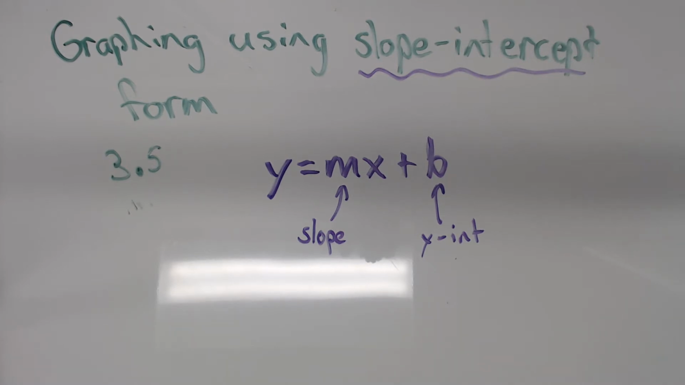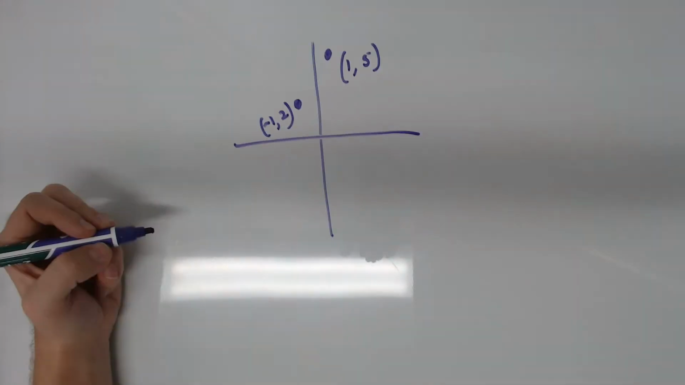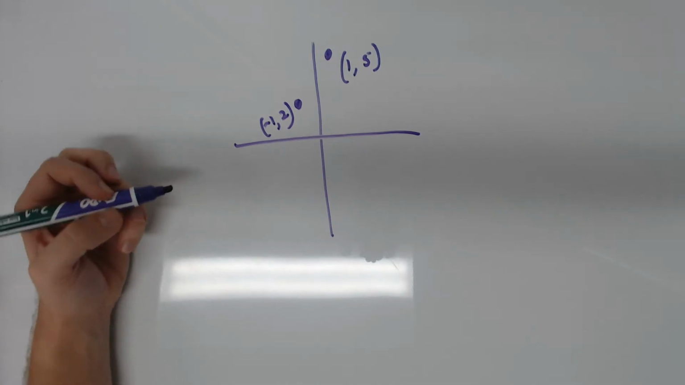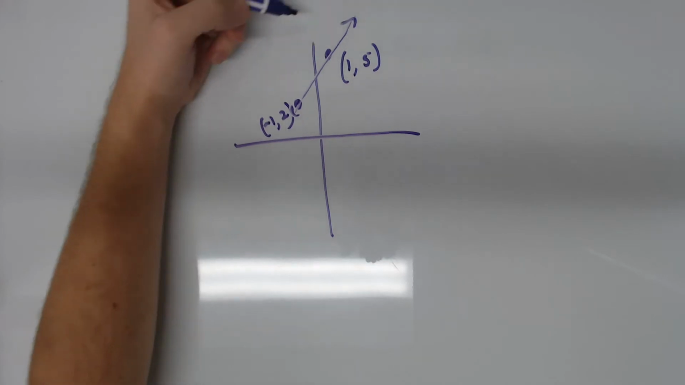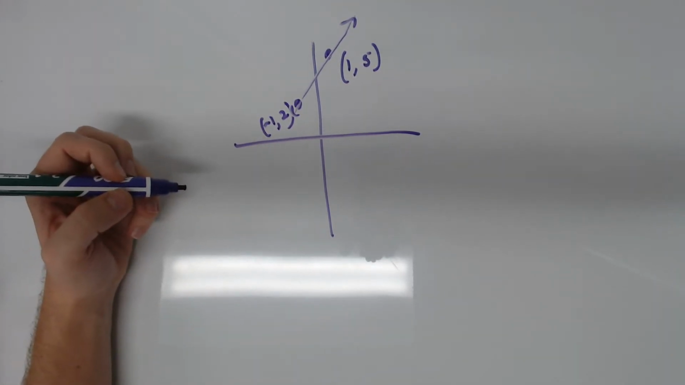This is probably one of the easiest equations we can work with, so familiarize yourself with it because you're going to see it a lot. So let's start the discussion with slope. The idea of slope is rate of change. How do I get from one place to another place?